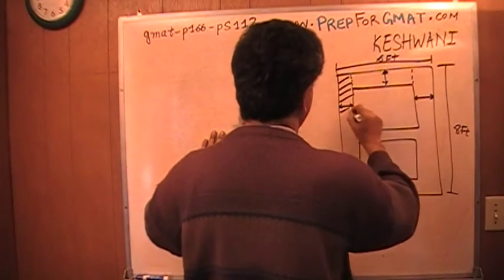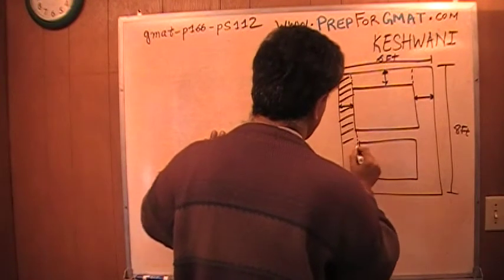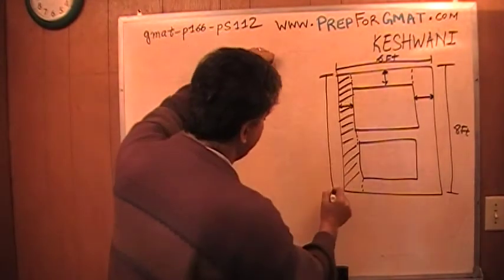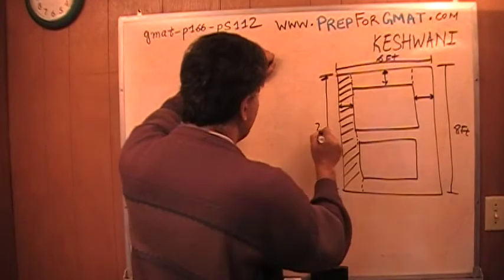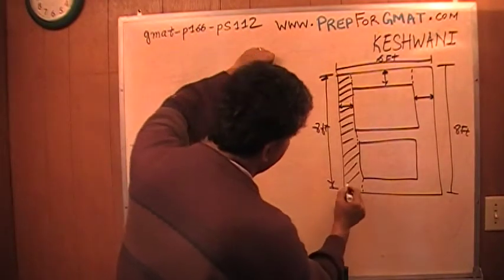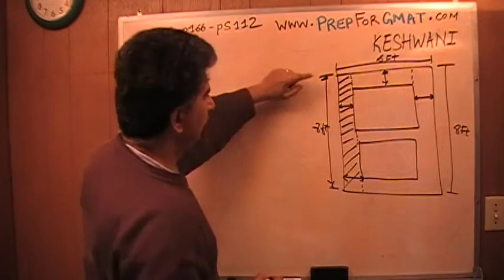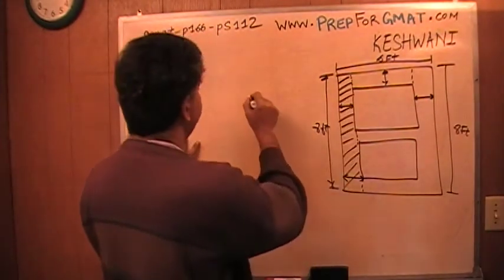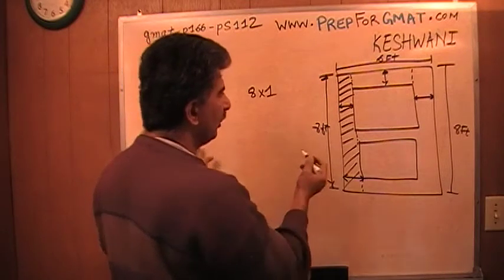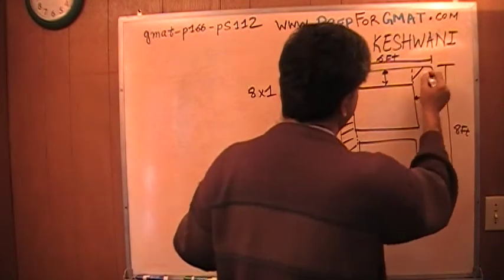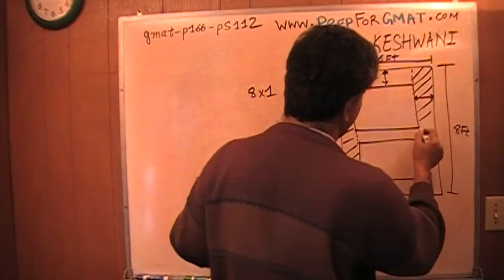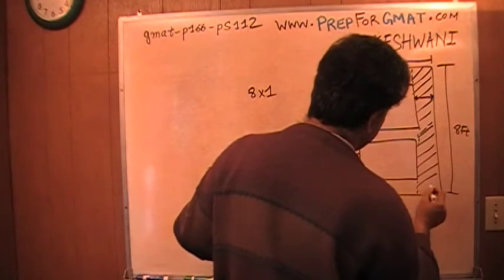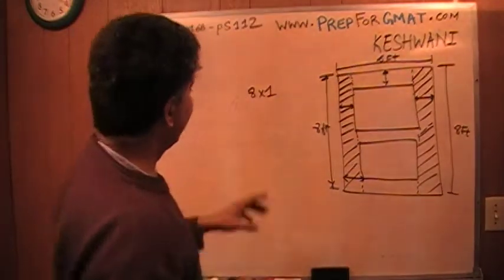So let's find out the area of this part first. This is your trim here. Since from here to here is 8 feet, and from here to here is only 1 foot, this portion that I just shaded is basically 8 by 1, and we have 2 of those. There is one on this side and one on the other side right here. This is also 8 by 1. So that takes care of that.